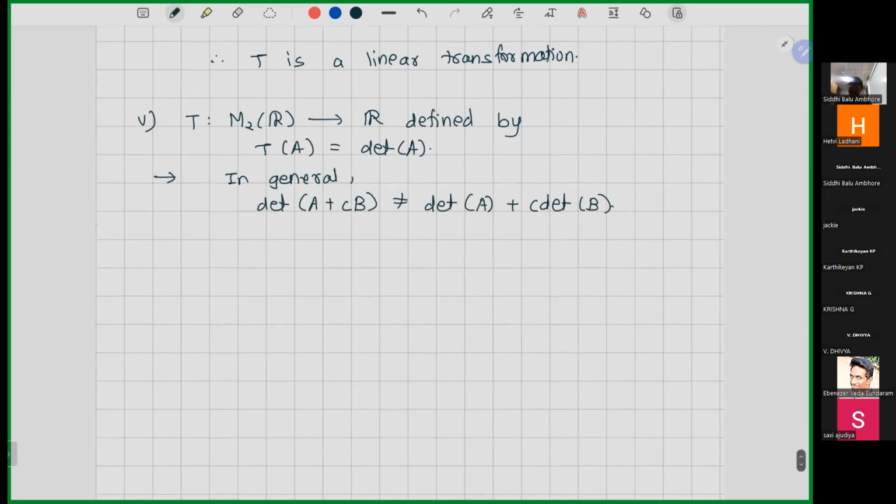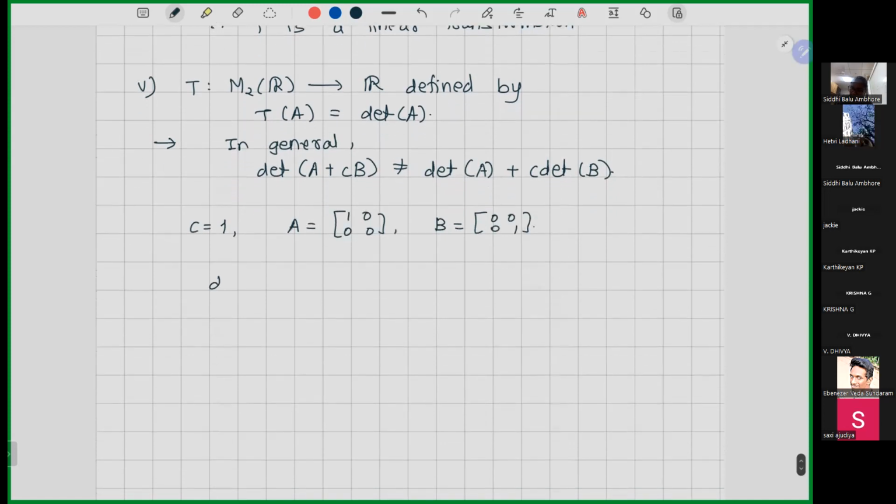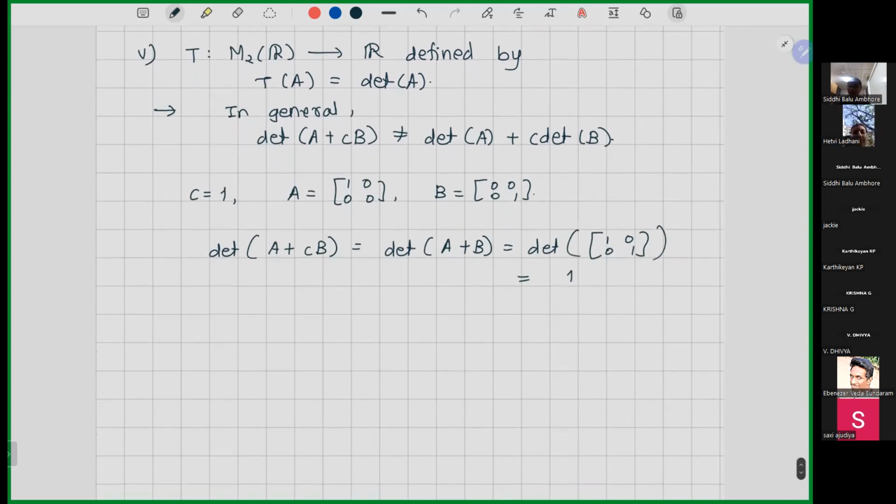To consider this, we can take c to be 1, A to be the matrix 1 0 0 0, and B to be the matrix 0 0 0 1. Then determinant of A plus cB will be determinant of just A plus B, and A plus B here is 1 0 0 1. So it is the identity matrix, and we know that the determinant of this is 1. But what is determinant of A plus c determinant of B?